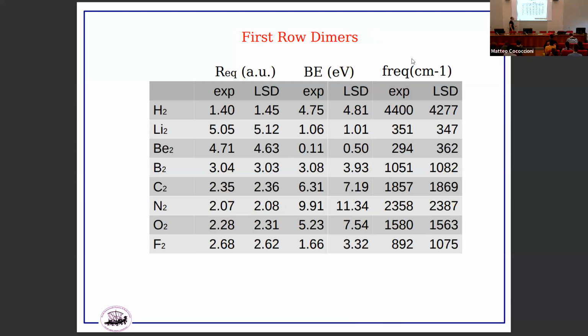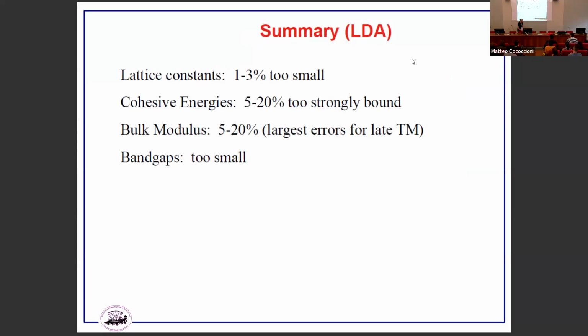In general, what happens, the geometry is relatively good, a little bit. Bond lengths are typically underestimated, binding energies are typically overestimated. One deficit that was very soon realized for LDA, and so lattice constants or bond lengths were typically too short, cohesive energy typically too large, correspondingly bulk moduli or stretching frequencies a bit too strong. Band gaps are too small, but this is not a problem of the functional.